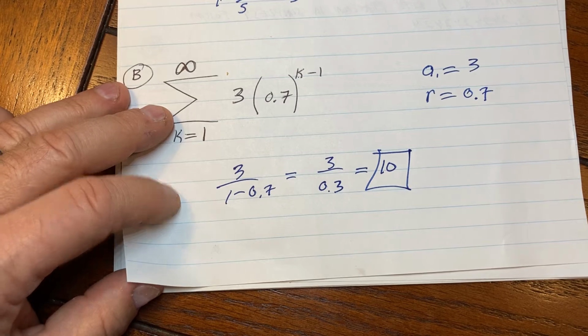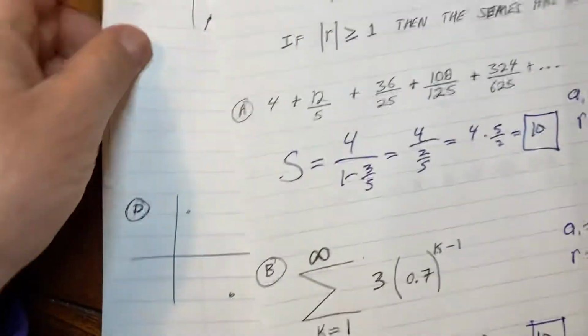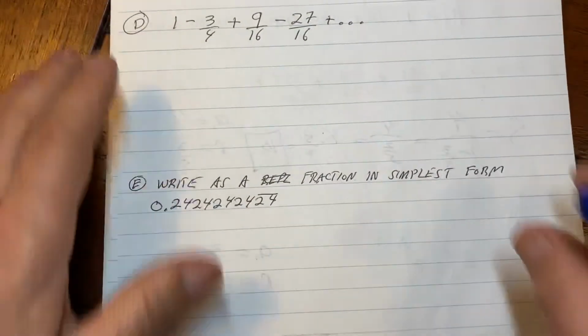How did that happen? Wow, that's also 10. Answer 10. Boom. Next one.